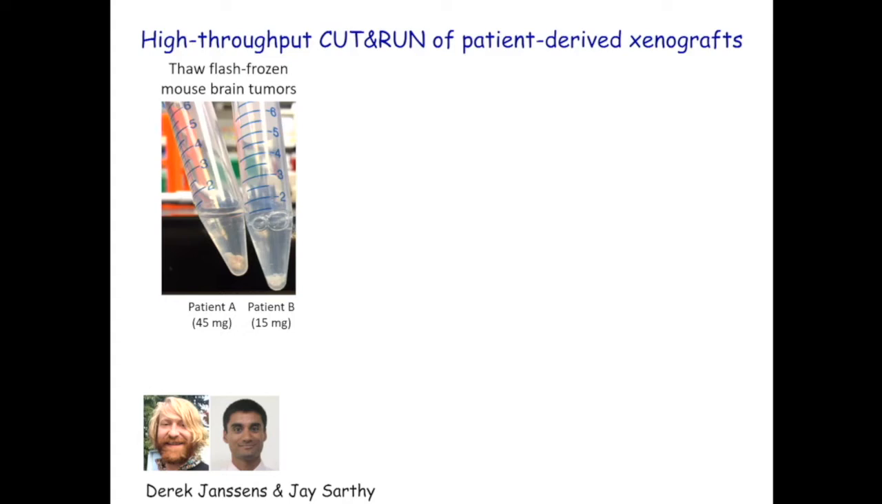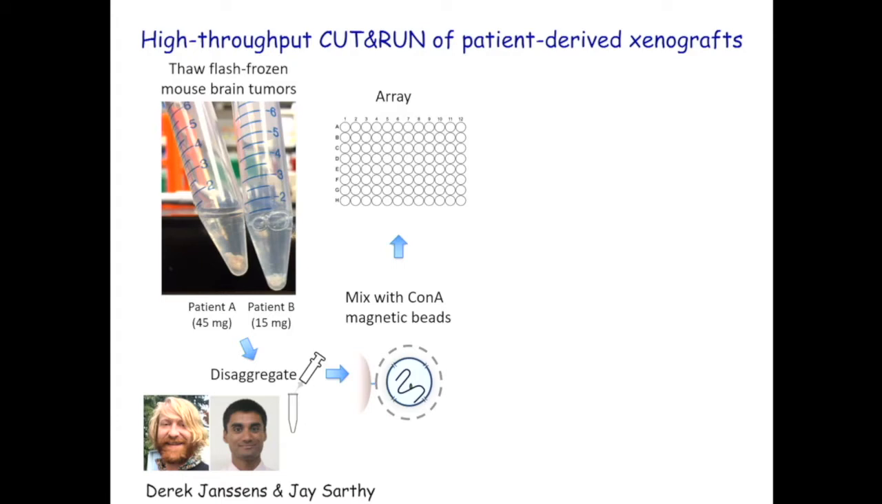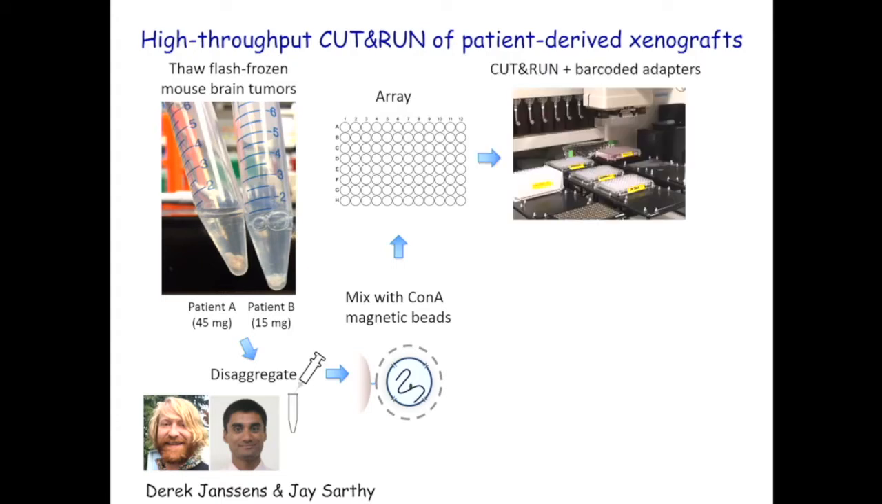And Derek Janssens, who did the robotics on this, hooked up with Jay Sarthy, a pediatric oncology fellow who's interested in actually applying this for patient samples. And as proof of concept, we did it on patient-derived xenografts. So what you're looking at here are flash frozen and thawed brain tumors from mouse, ultimately derived from 2 different patients. They get disaggregated, we mix with the beads, we array in 96-well format, and we run the whole thing on a robot and carry out all the CUT&RUN reactions up to the addition of barcoded adapters.